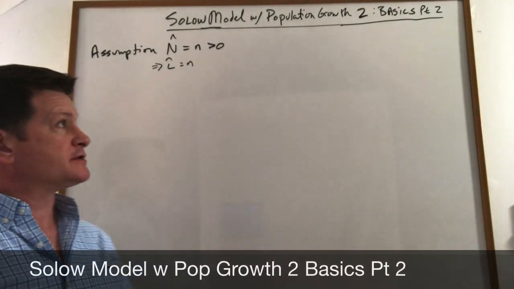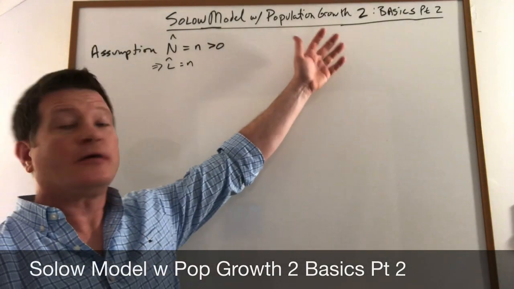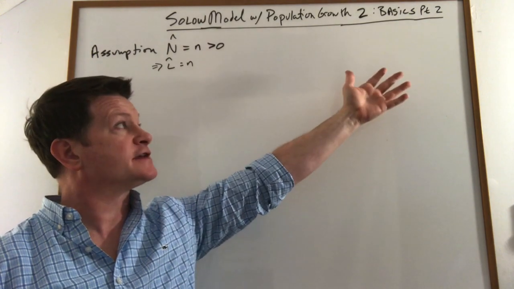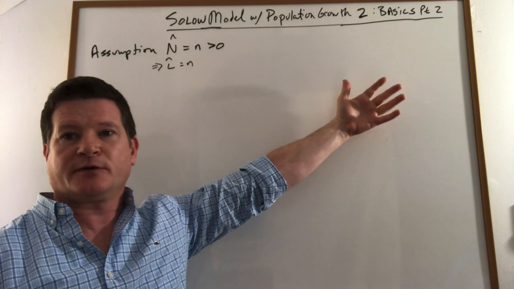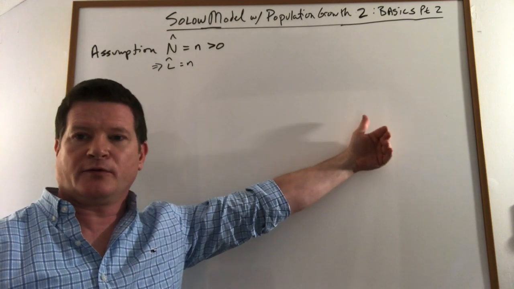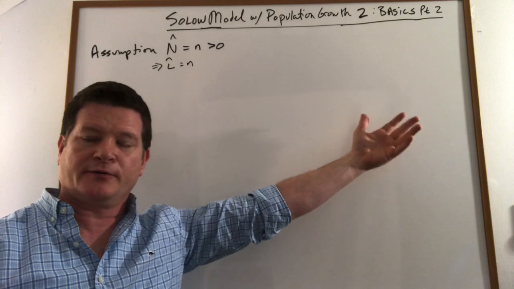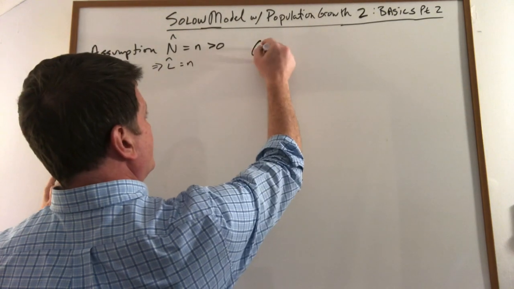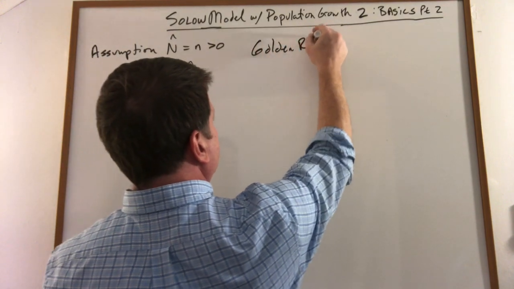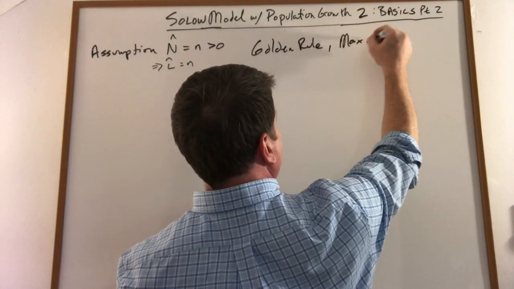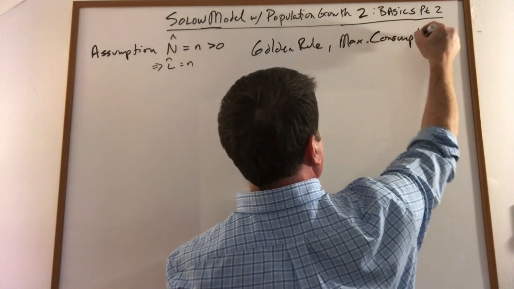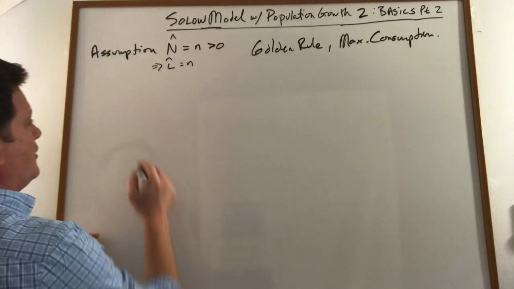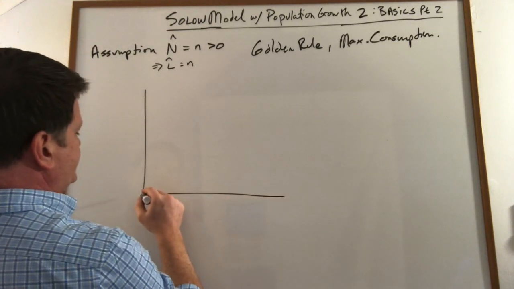This video quickly looks at the Solow growth model with population growth added to it. It follows the previous video that sets up the basics, and I just want to connect that concept to the golden rule of capital formation, the golden rule steady state, where there is maximum consumption. So we want to look at what we call the golden rule, or the maximum consumption steady state.